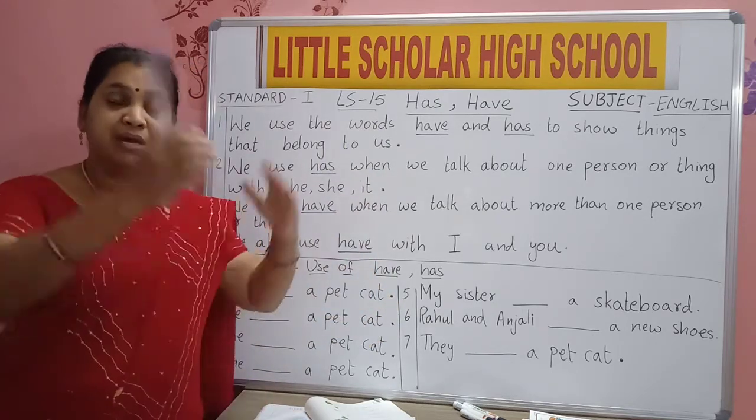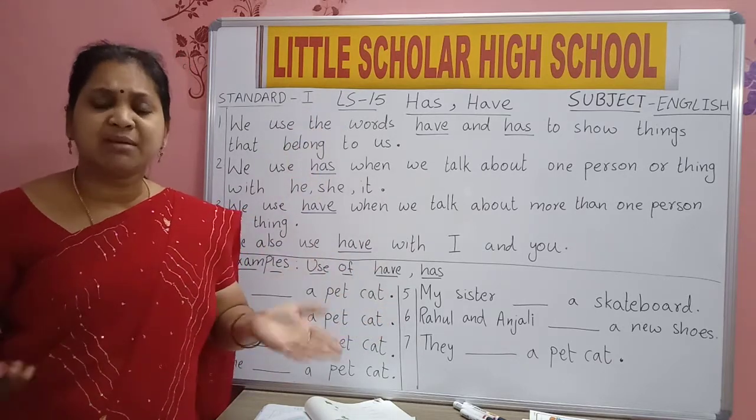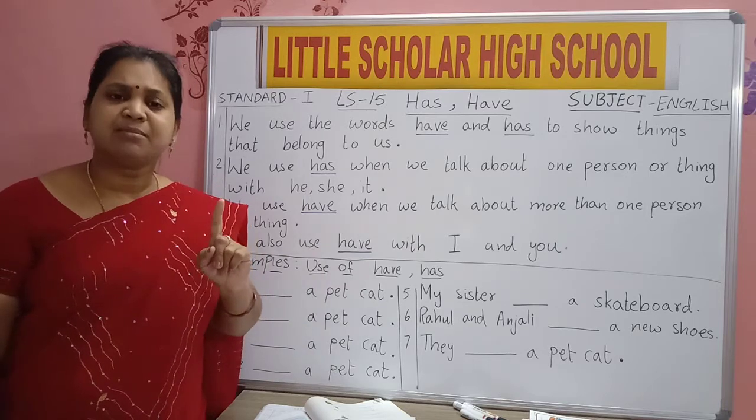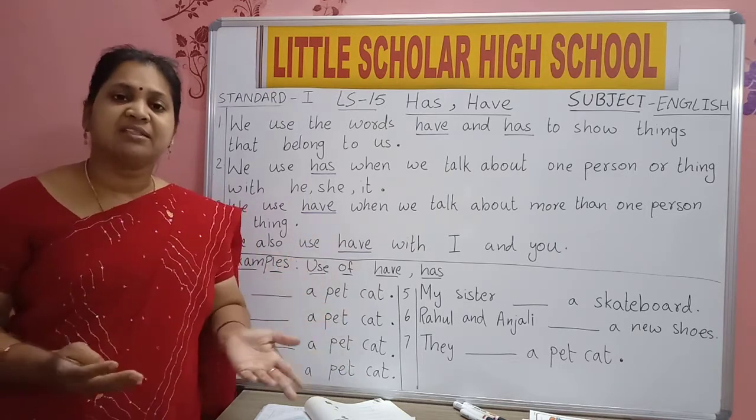They have a big house. They have a big beautiful house. They means how many? They means it may be many. It may be 2 or 3 or 5 or 10. They means many.